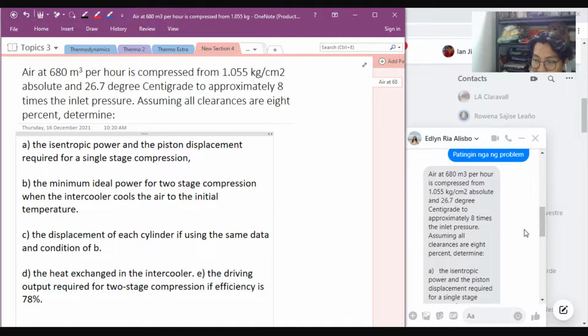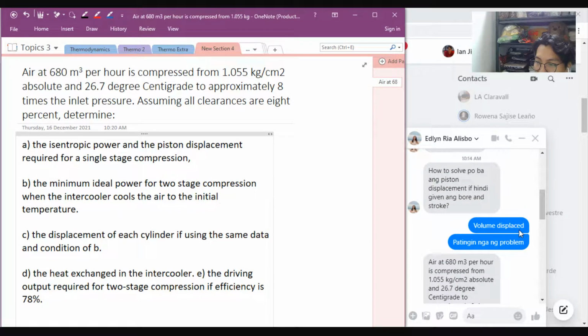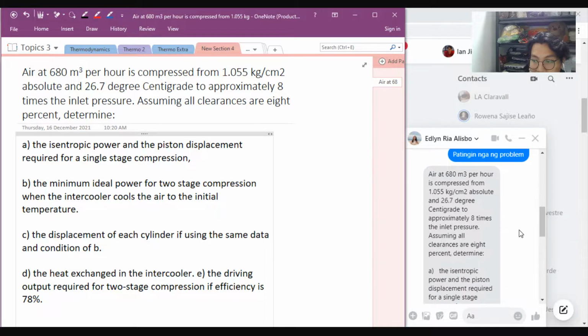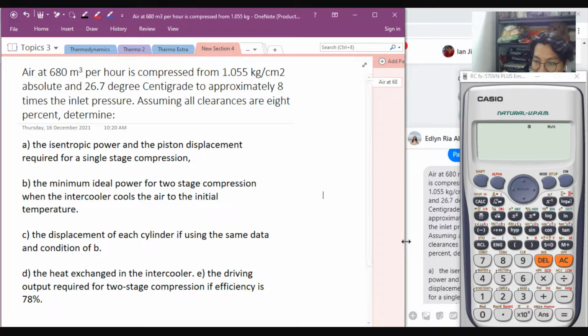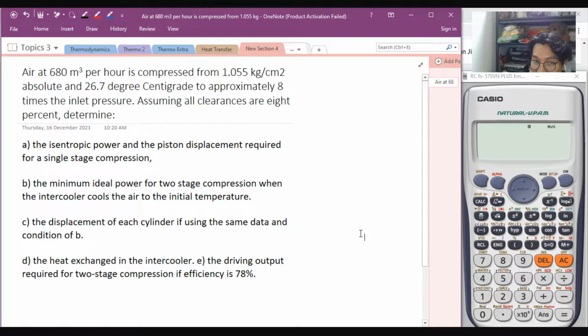Okay, as I am recording it now. Sabi niya, "Sir, how to solve po ba yung piston displacement if hindi given yung bore and stroke?" May maraming technique dyan. This is about machinery. Okay? Volume displaced, patingin nga ng problem. So, ito yung problem. Okay. So, let us focus here. Thank you dun sa tanong niya. Tignan natin kung kaya natin i-answer to, ha?